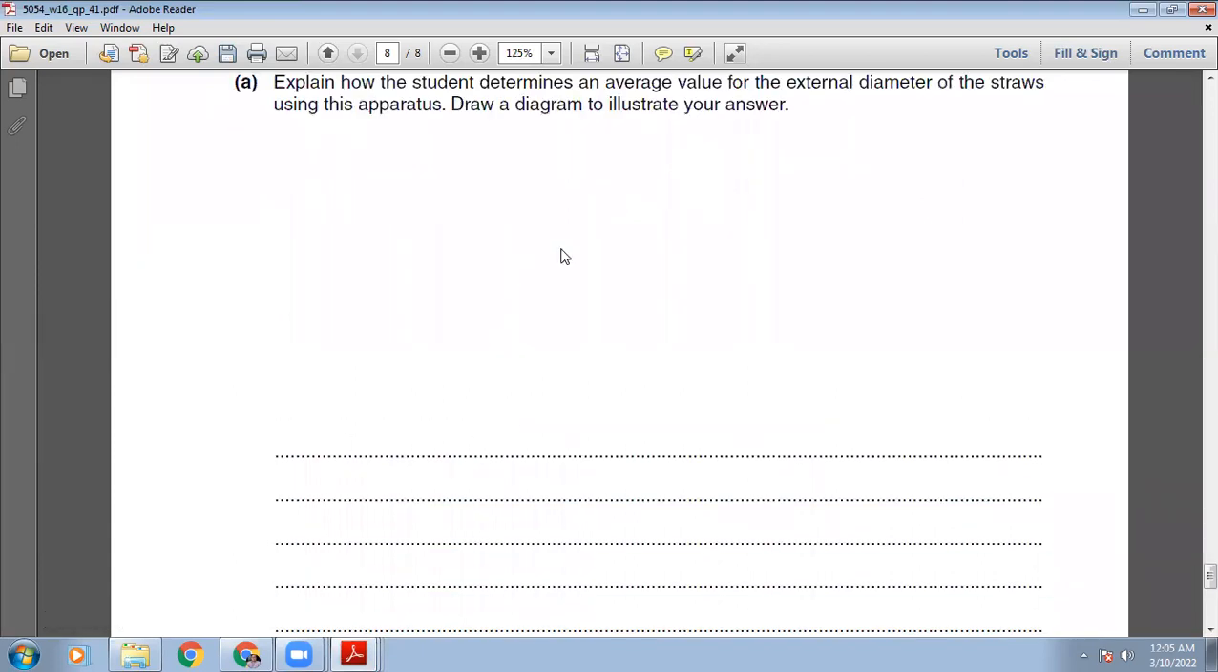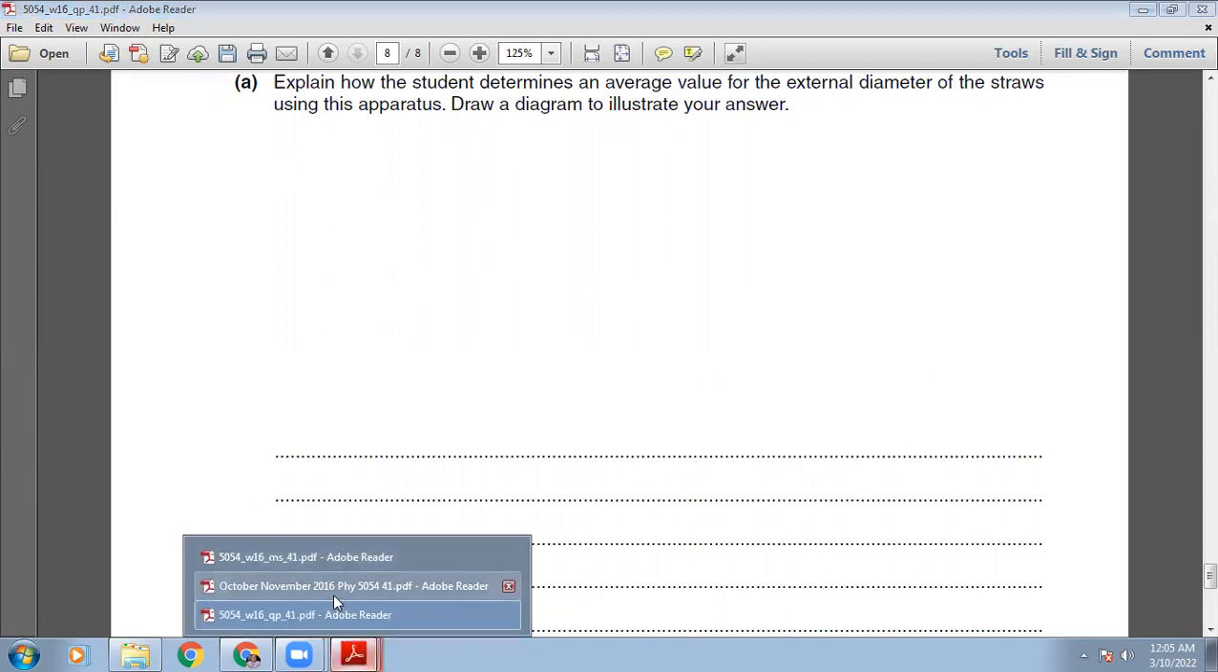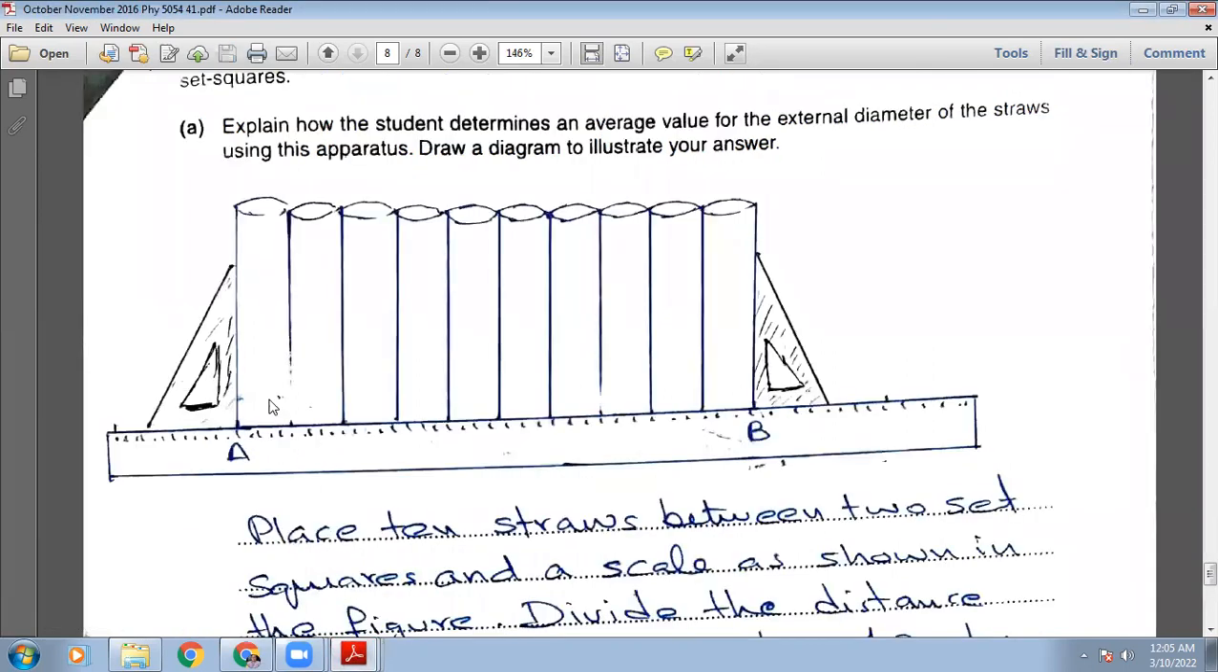So what I will do, I will place 10 straws side by side. I will place one set square on one side, one set square on the other side along the straws. And on the end where the straws are ending, I will place a scale. Let me show you. So you see, I have placed the 10 straws like this, and I put set squares around them, and along this edge, I have placed a scale. So I will check what is the distance between point A and point B. Then I will divide that distance AB by 10, and that will give me the diameter of one straw.